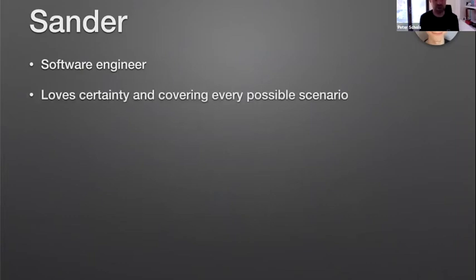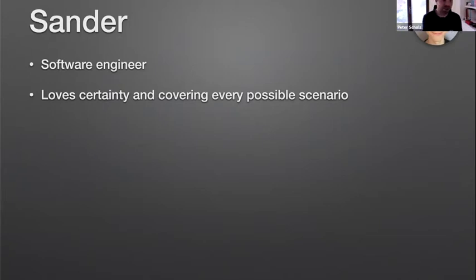Let's start with Sander. So he's a formally trained software engineer, and as with many engineers, it's someone who loves perfection and who loves certainty and covering every possible scenario. Even though I'm sometimes saying, oh, but this is very unlikely to happen from a genetics point of view, Sander is someone who will sleep way better if he knows that even that branch, even that scenario has been covered.